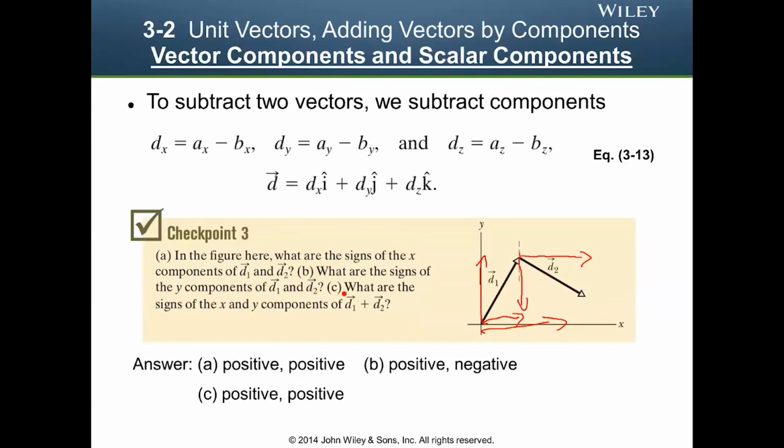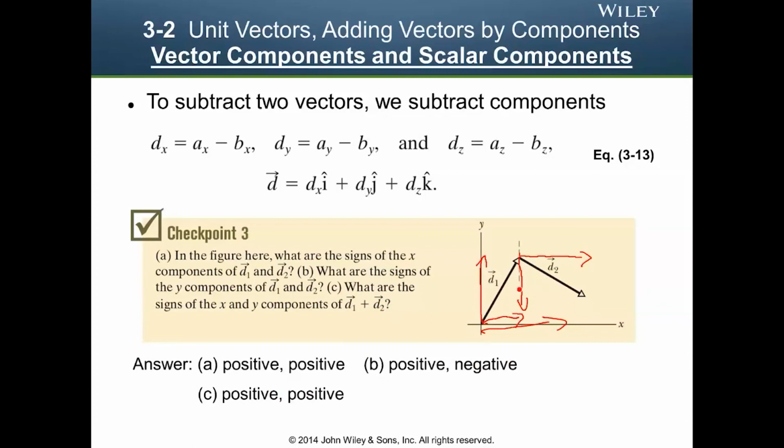Right, so it's just positive, positive, which is listed down here. This says, B, what are the signs of the y components of D1 and D2? Well, we just did that. The first one's going up, so it's positive in the y direction. The second vector is going down in the y direction, so it's positive and negative. Part C, what are the signs of the x and y components of D1 plus D2?